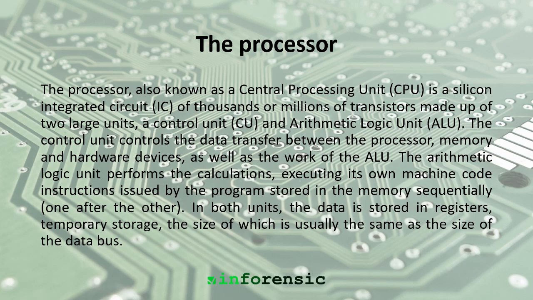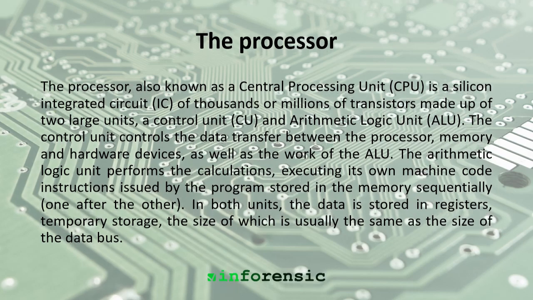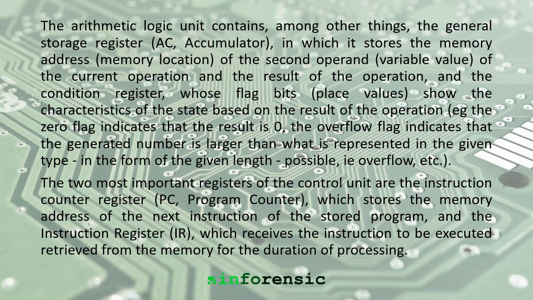In both units, the data is stored in registers, temporary storage, the size of which is usually the same as the size of the data bus. The arithmetic logic unit contains, among other things, the general storage register (AC), the accumulator, in which it stores the memory address, memory location of the second operand, variable value of the current operation and the result of the operation, and the condition register, whose flag bits, place values, show the characteristics of the state based on the result of the operation. The zero flag indicates that the result is zero.